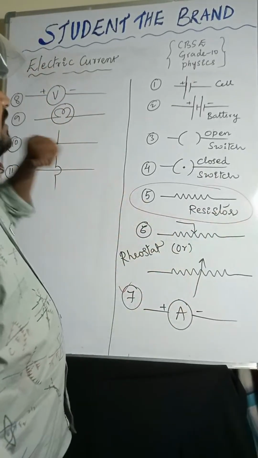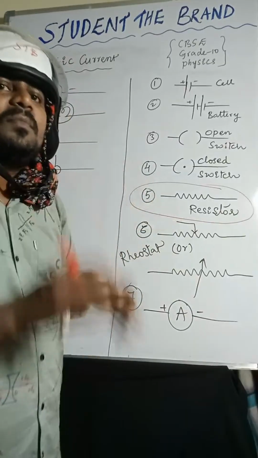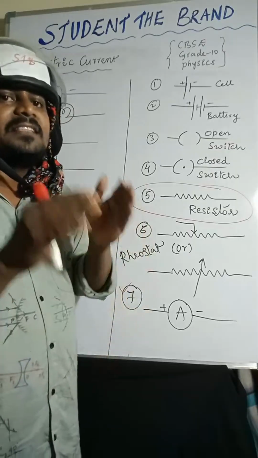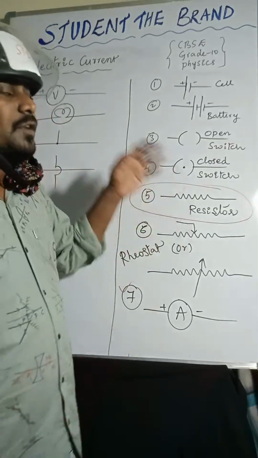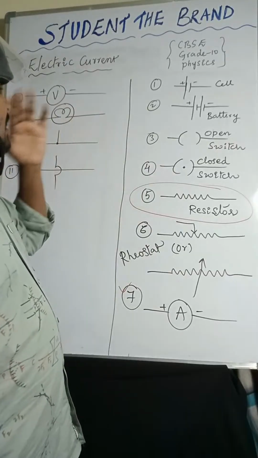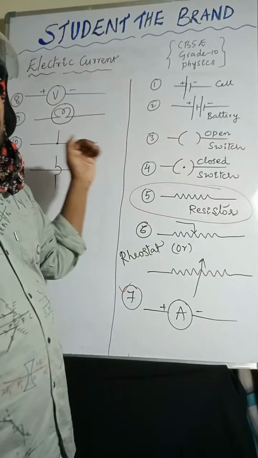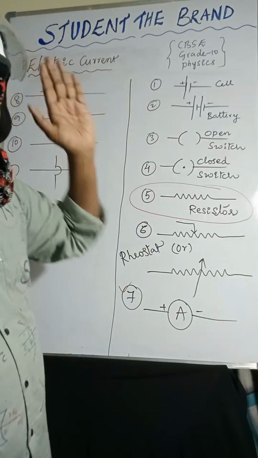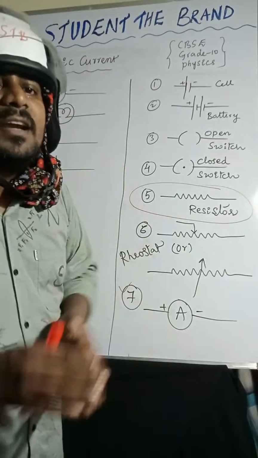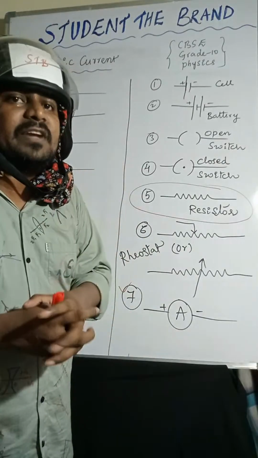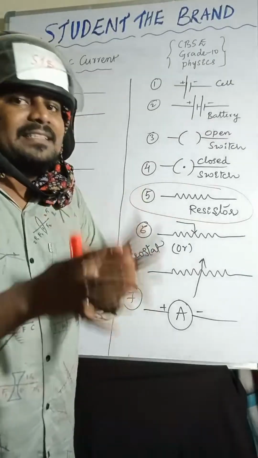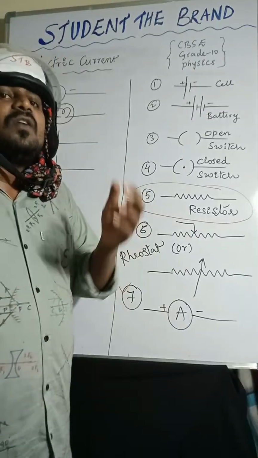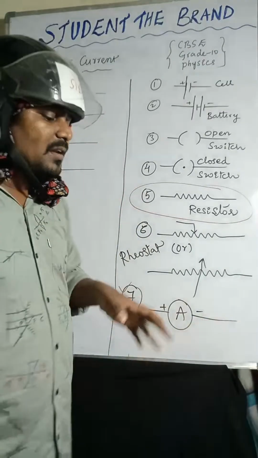Coming to the voltmeter. A voltmeter is a device which is connected in parallel combination in the circuit, and it is used to measure the potential difference.